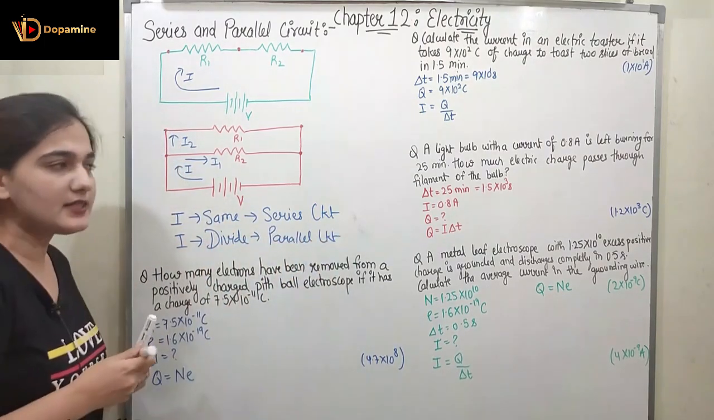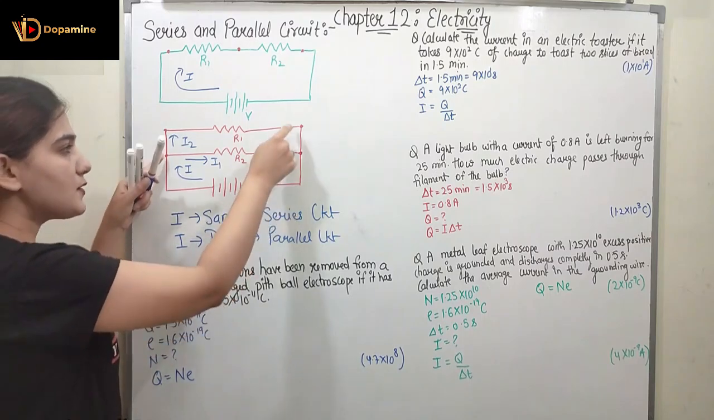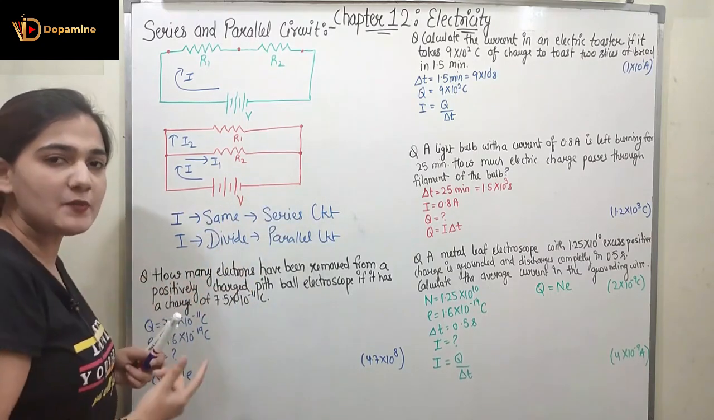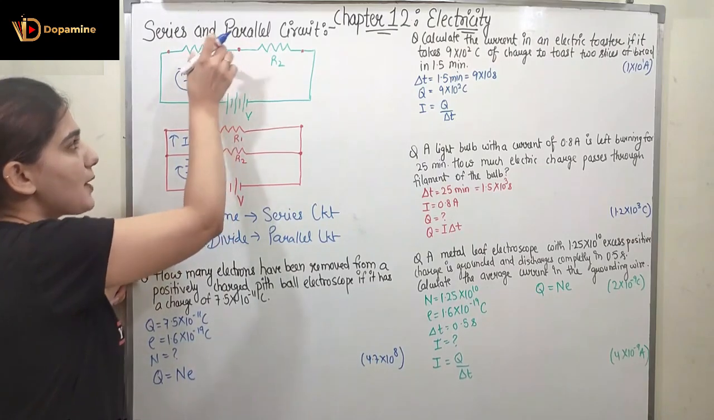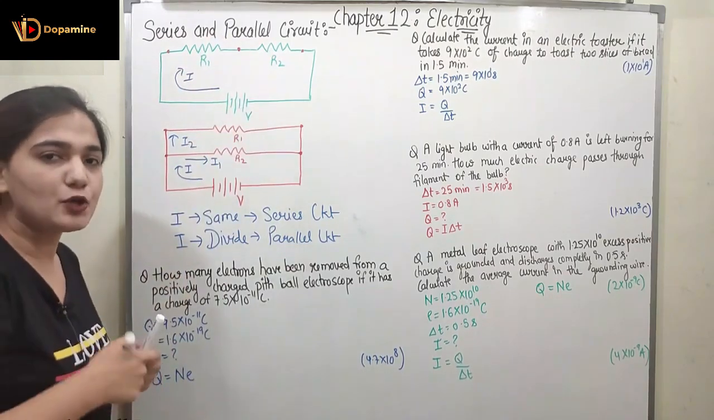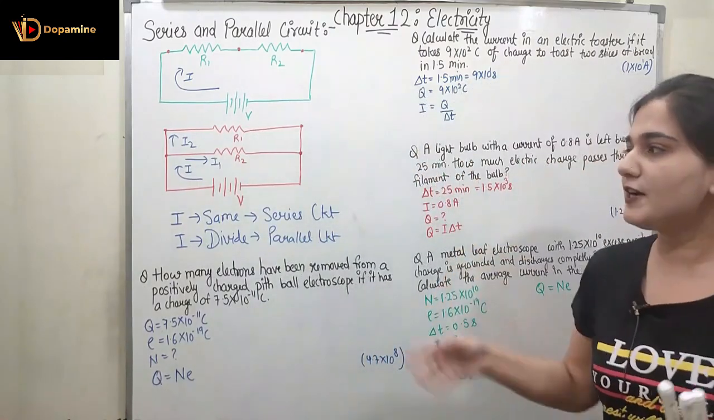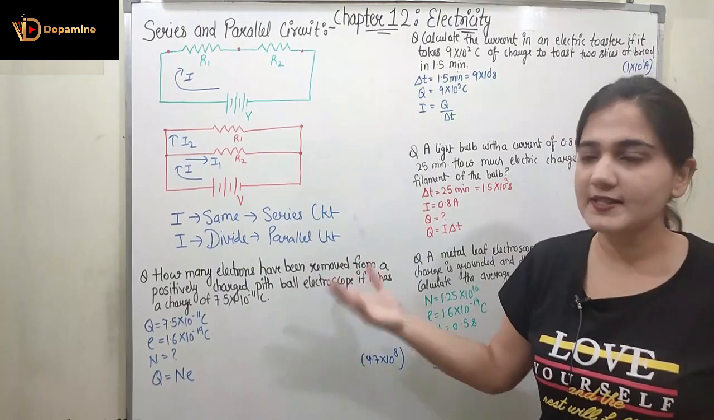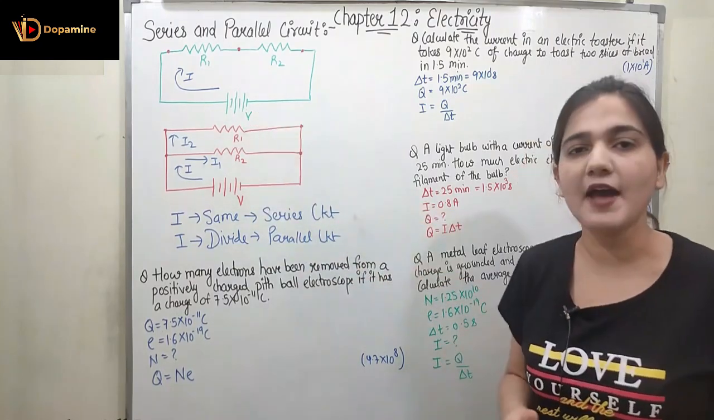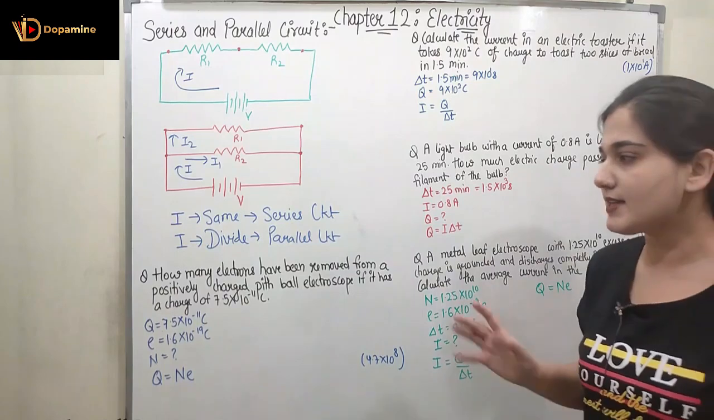Now what will remain the same? The potential difference across all branches will remain the same in the parallel circuit, but the potential difference for R1 and R2 in series will differ. The potential drop across different components in the series circuit will be different, whereas the potential drop across the parallel sides will be the same. So all parallel components have the same potential drop. This is how we can differentiate between series and parallel circuits.